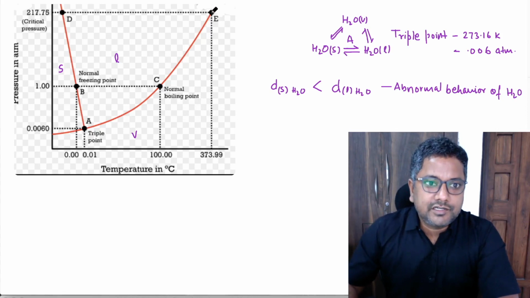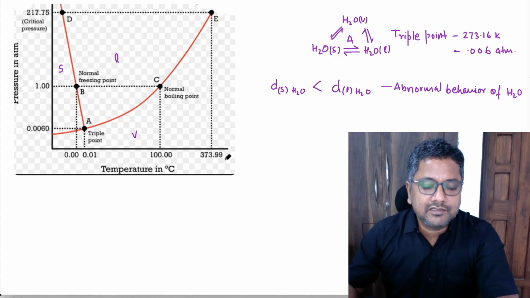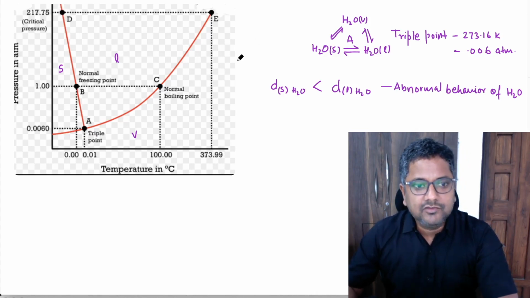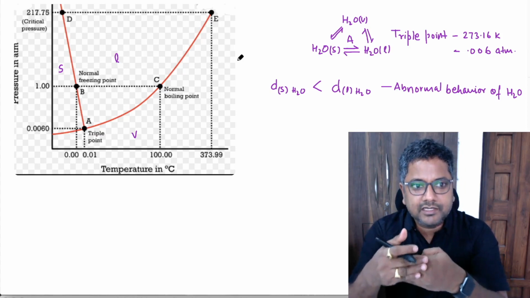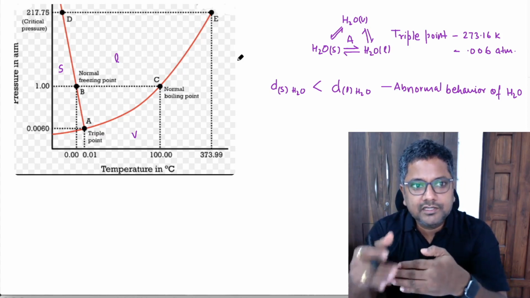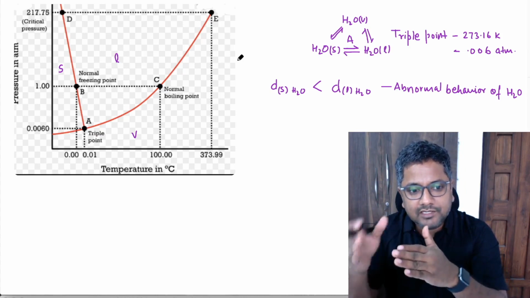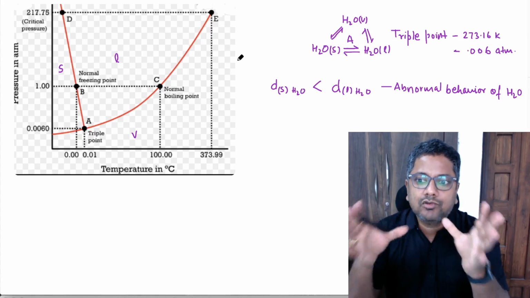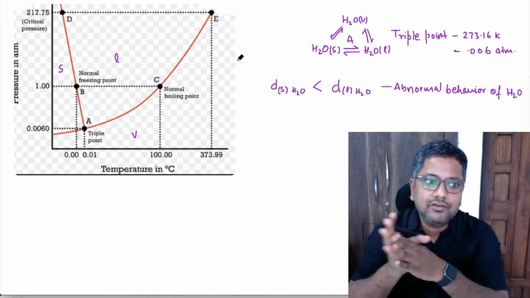This is the triple point. See, the critical point for water is at 373.99 degrees Celsius, and this is the critical pressure for water. And you know how the critical point is defined. Beyond the critical point, the liquid and vapor phases merge together and the whole system exists as a single phase, right?